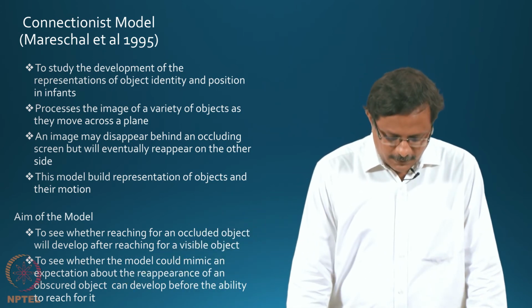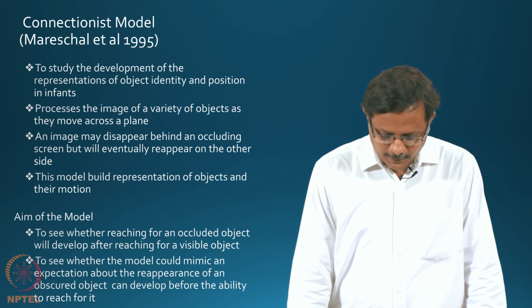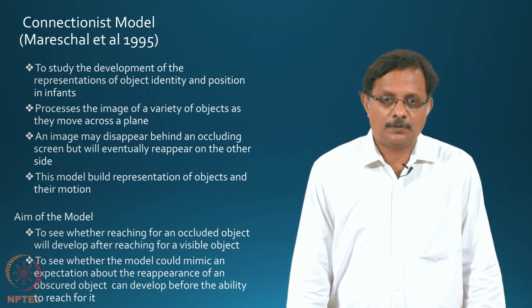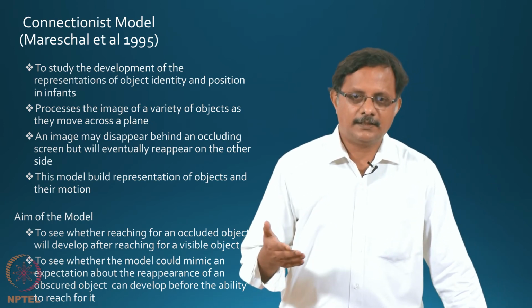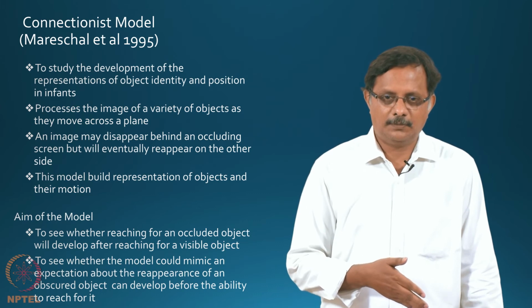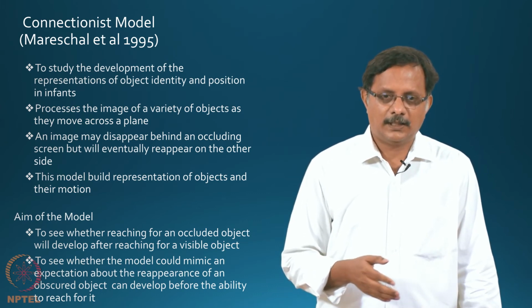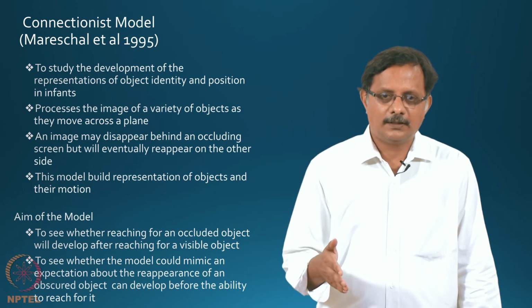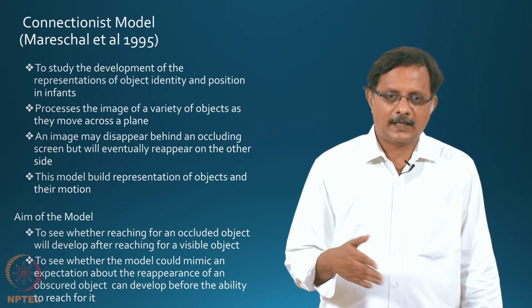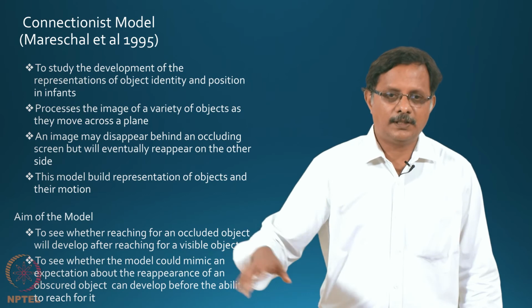The second question is to see whether the model could mimic an expectation about the reappearance of an obscured object, which can develop before the ability to reach for it. So, the expectation here is the surprise that they have found in Baillargeon's experiment. So, can this surprise or expectation about an obscured object emerge even before the ability to reach the object?